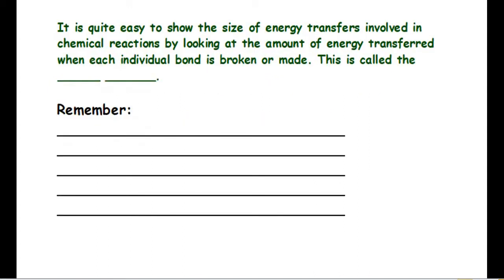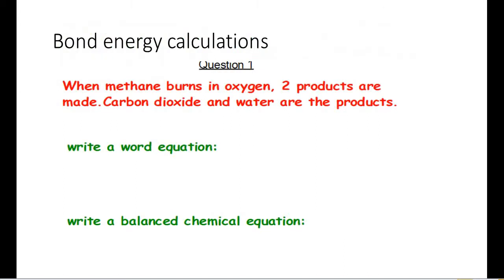So let's look at some calculations. We're going to look at question 1. When methane burns in oxygen, two products are made. Carbon dioxide and water are the products. Now you should be able to write me a word equation by rereading those two sentences.